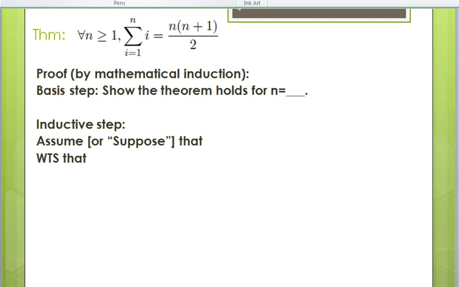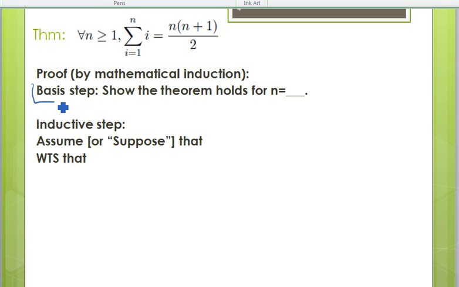We're showing that the sum of integers from 1 to n can be calculated quickly as n times n plus 1 over 2, and that is true for all n greater than or equal to 1. I'm going to show this by mathematical induction. We're going to start with the basis step.